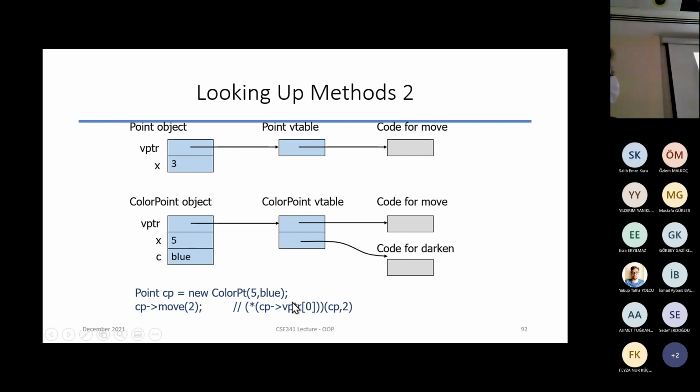And when you have this one, of course, the V table here is actually just an extension of this guy. You see here, and now the move function is still going to be the first entry, the 0th entry.